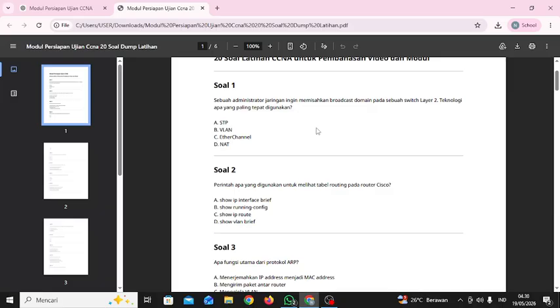Why are the other answers wrong? STP prevents switching loops, not broadcast separation. EtherChannel combines multiple links for bandwidth or redundancy. And NAT translates IP addresses between private and public networks. VLAN is one of the most important topics in CCNA because it improves security, network management, performance, and broadcast control. And next, we're going to question 2.